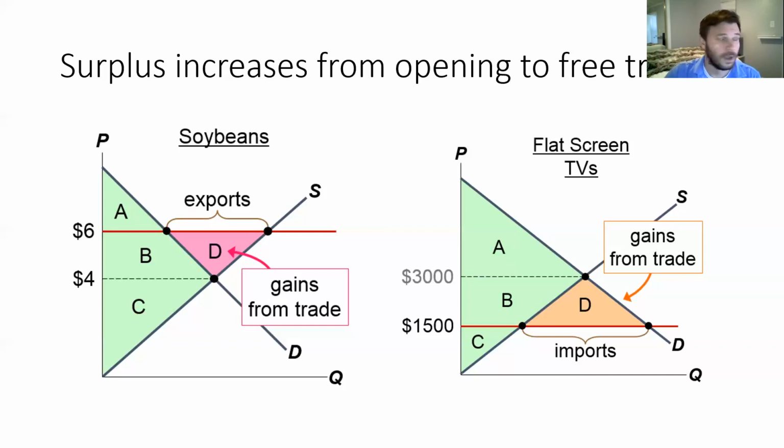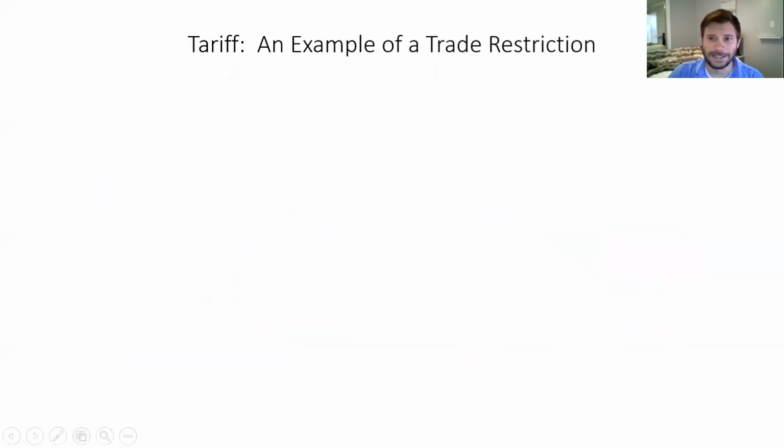Okay, and we can identify those gains from trade here diagrammatically as the area D in both situations. What we're going to do next is look at a very specific type of trade restriction known as a tariff. And a tariff applies specifically to the situation on the right. Okay, so a tariff is going to apply to our import market here because a tariff is specifically a tax on imported goods.